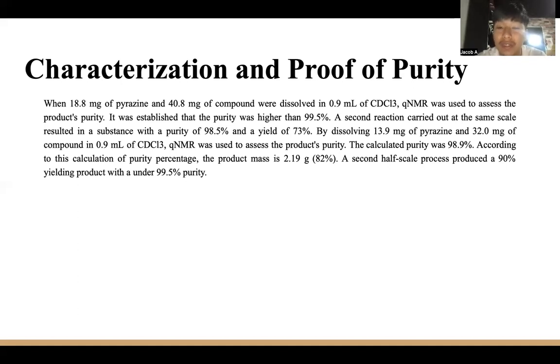By dissolving 13.9 milligrams of pyrazine and 32.0 milligrams of compound in 0.9 milliliters of CDCl3, qNMR was used to assess the product's purity. The calculated purity was 98.9%. According to this calculation of purity percentage, the product's mass is 2.19 grams, which is 82%. A second half-scale process produced a 90% yielding product with under 99.5% purity.